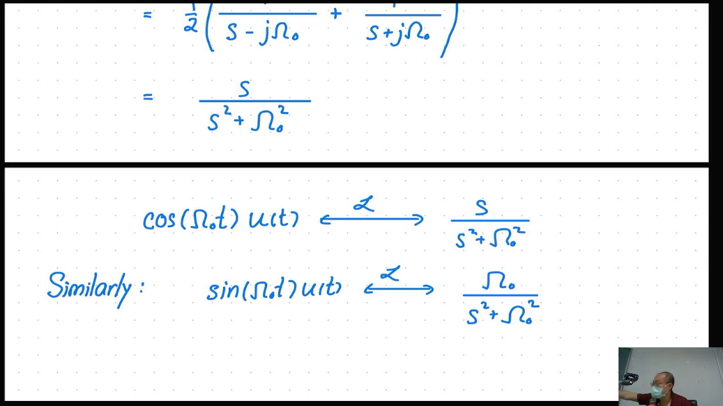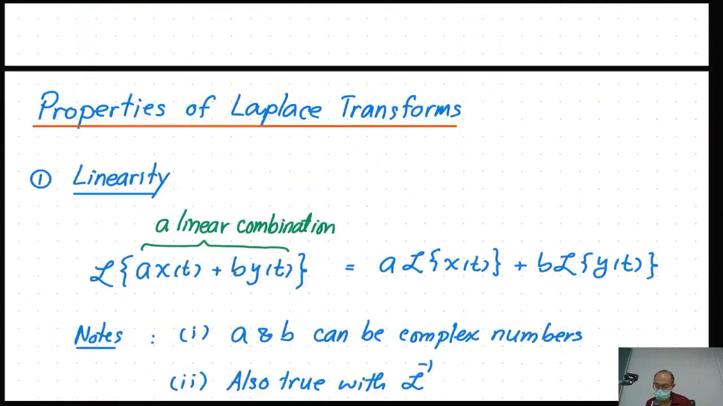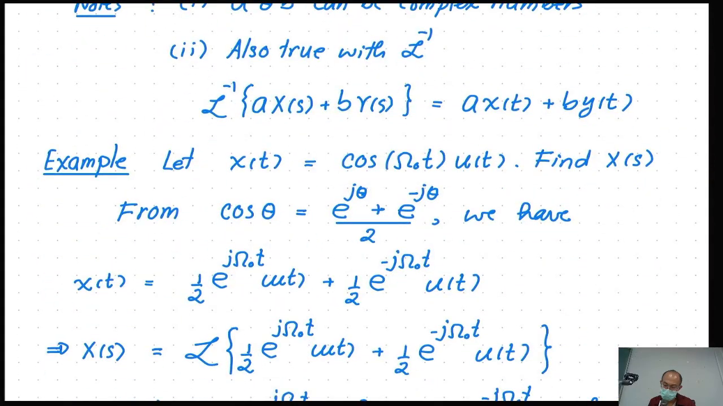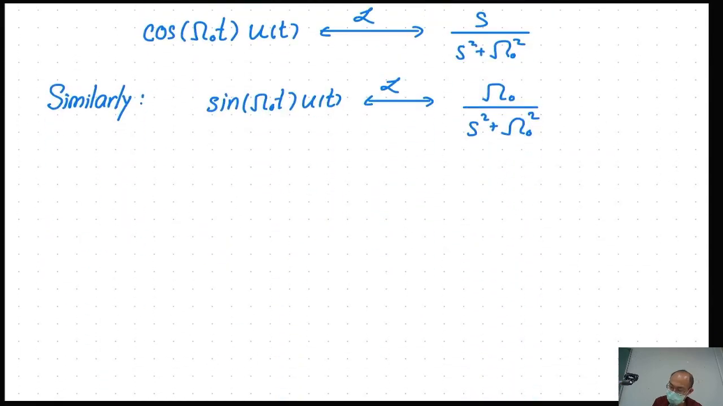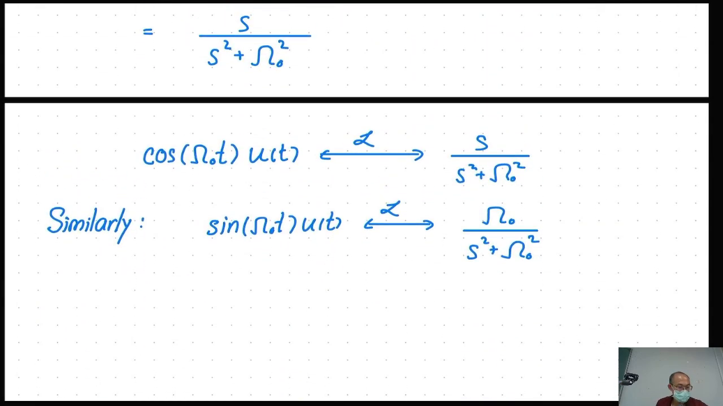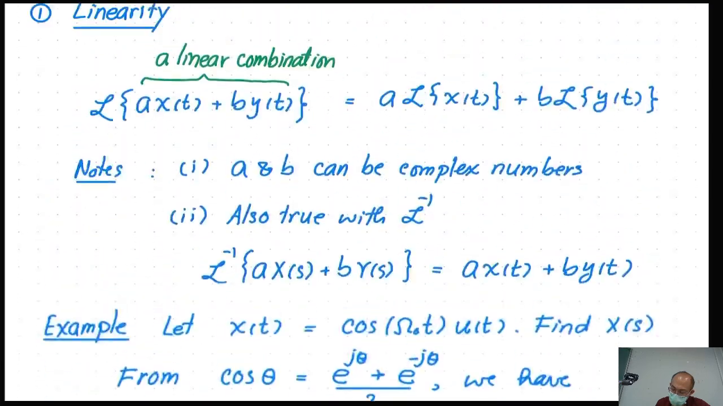Now, how to do the sine? To do the sine, you use e to the j theta minus e to the negative j theta over j2. That would be the sine. That should be easy, not difficult at all.